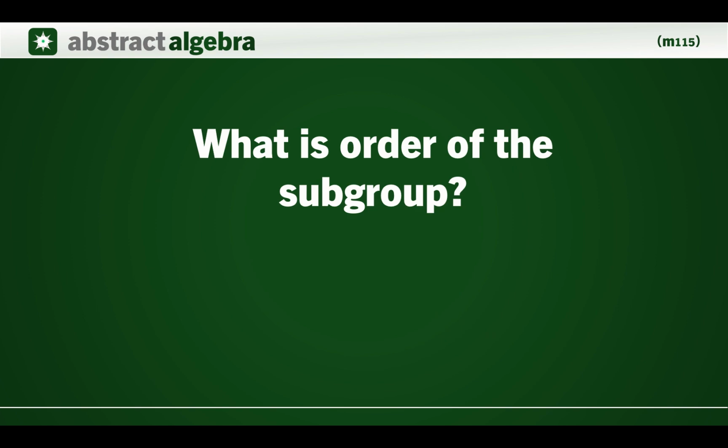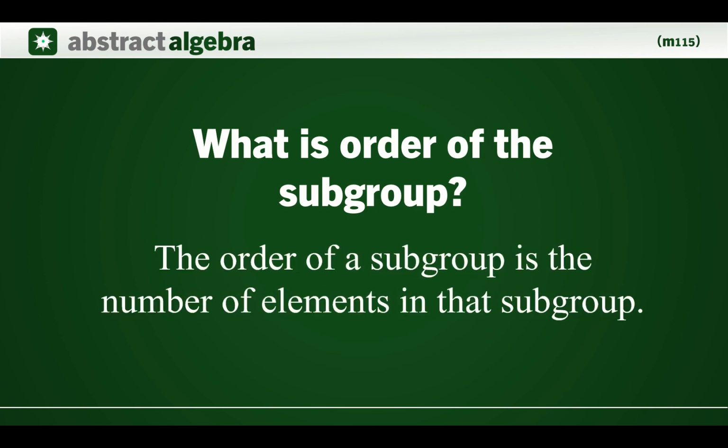What about the order of the subgroup? The order of a subgroup is the number of elements in that subgroup. This means that the order of the subgroups refers to how many elements are contained within that subgroup. It is always less than or equal to the order of the whole group.